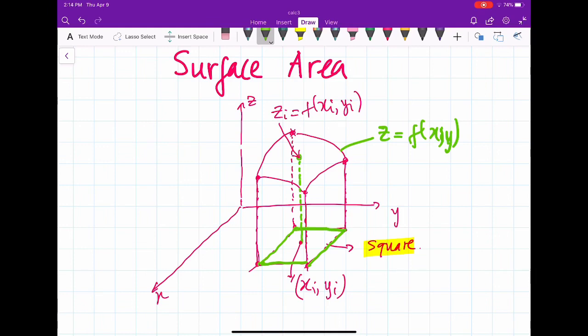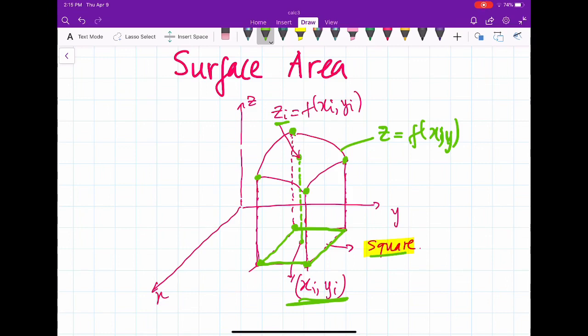So, corresponding to the vertices of this square, I have 4 points on the surface, right here. Okay, it's very difficult to find the area directly, so I would like to approximate. I will pick an arbitrary point (xi, yi) in the square. And for this point, I have the corresponding value zi, which is zi equals f(xi, yi). That is a point on the surface.